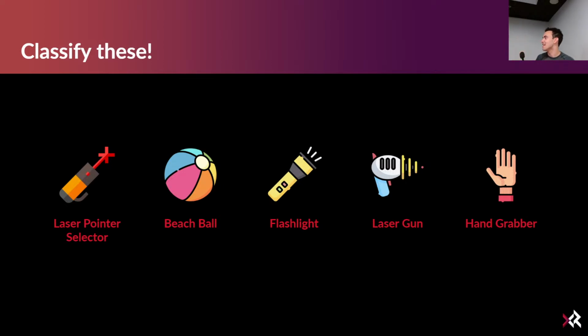Correct. Fantastic. A beach ball. You can pick it up, you can throw it, you can pop it. I don't care. Is that an interactor or interactable? Great. Interactable. A flashlight. You can pick it up, you can turn it on, and so on. Interactor or interactable? Fantastic. Laser gun. You can pick it up, start shooting bullets. Interactor, interactable?